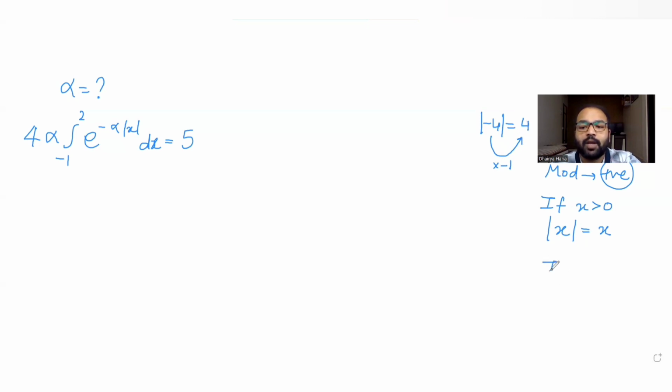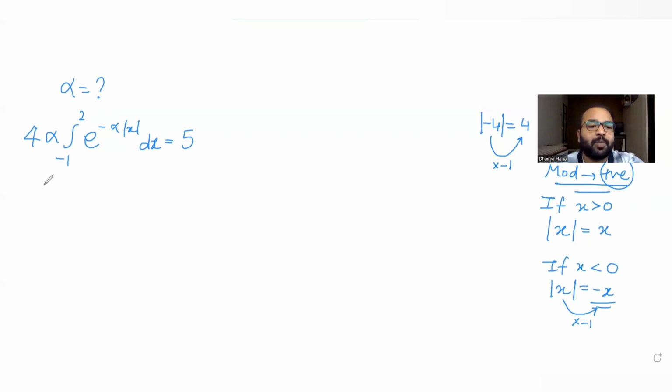So same thing, if x is negative, this x which is present inside the mod is negative, and since we need a positive answer for the mod, we multiply it by -1. So basically it becomes minus x, right? Minus x, which is already negative, is getting multiplied with minus and becomes a positive value, and hence we get mod positive. So this is the concept which we'll be using here in the question.